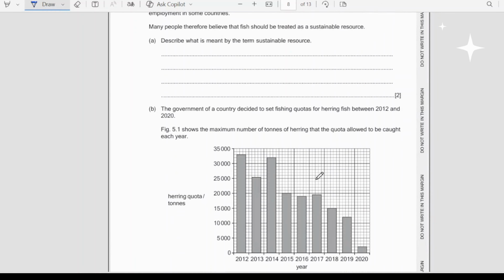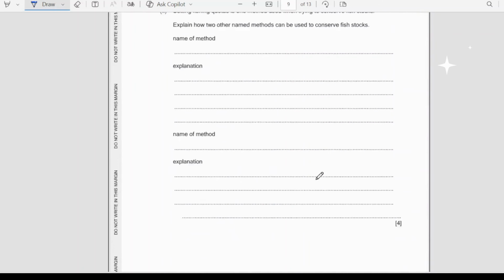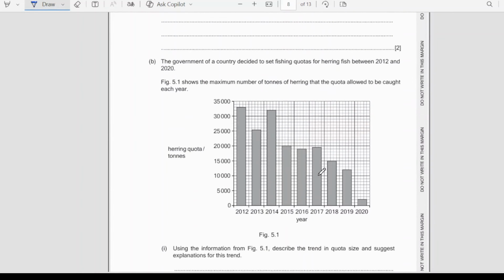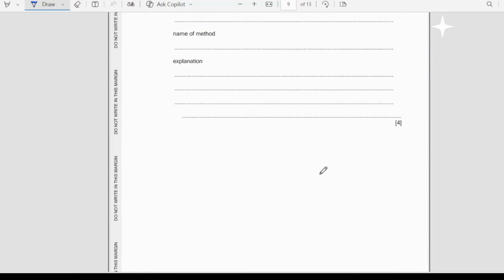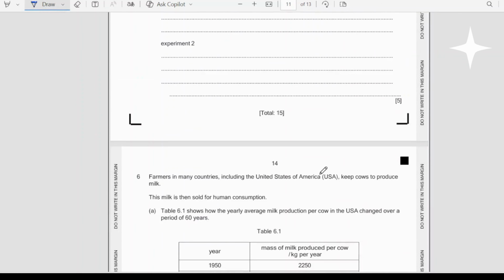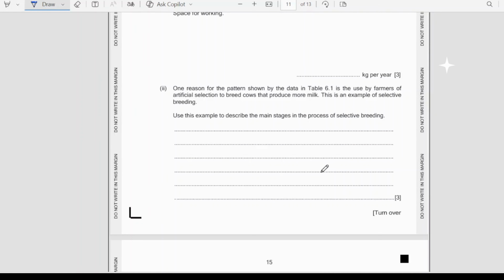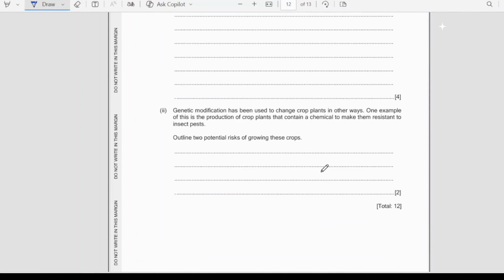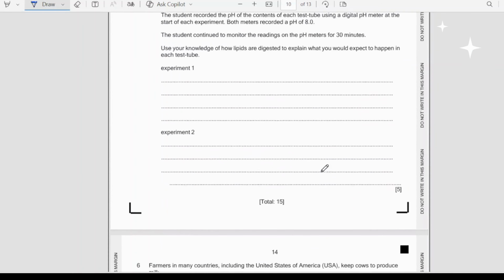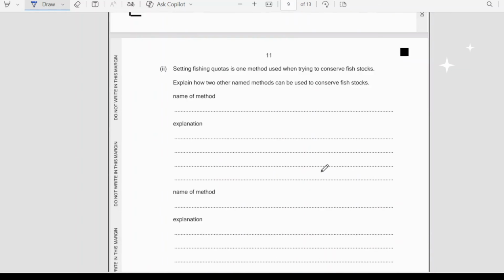Okay, now it's about fishing and all. How many marks are there for this question? Oh my god. Let's remove 5 and 3, 8, 8 and 6. Okay, coffee. Okay.